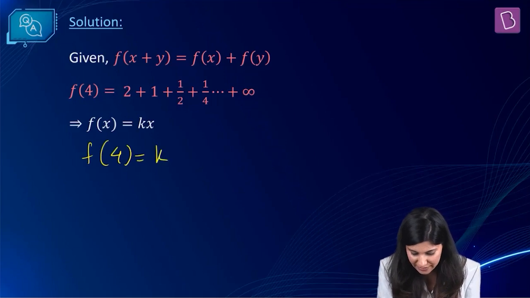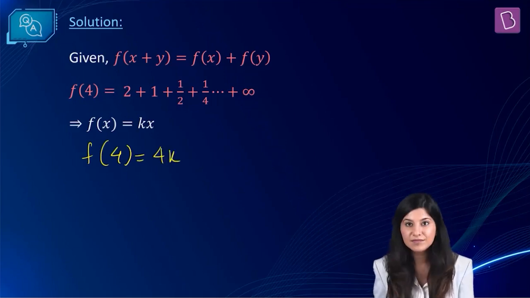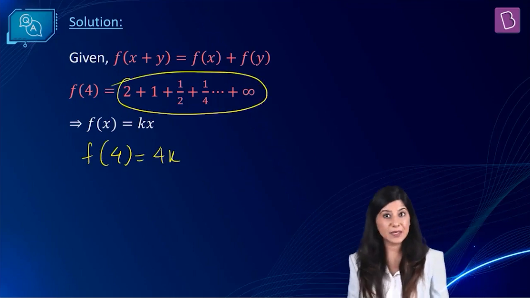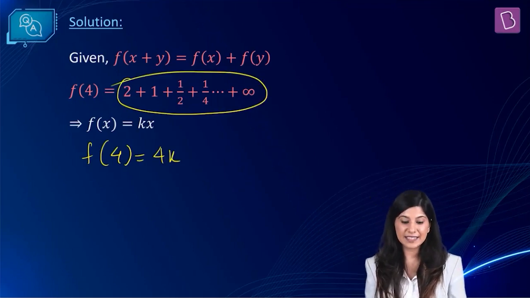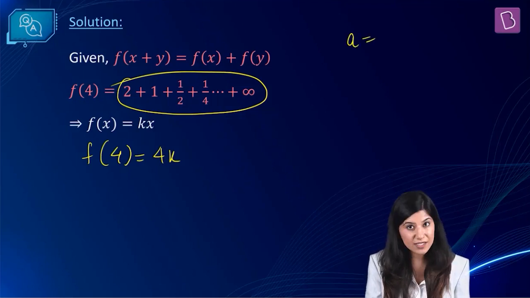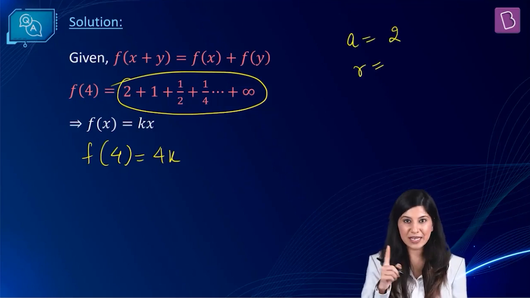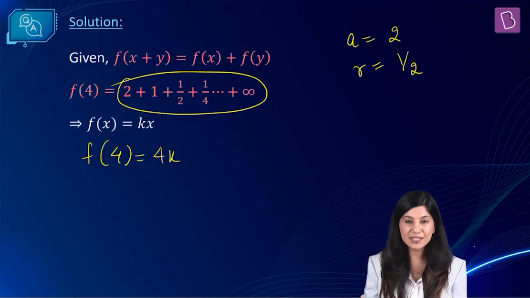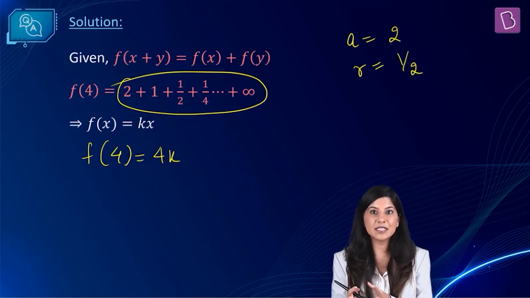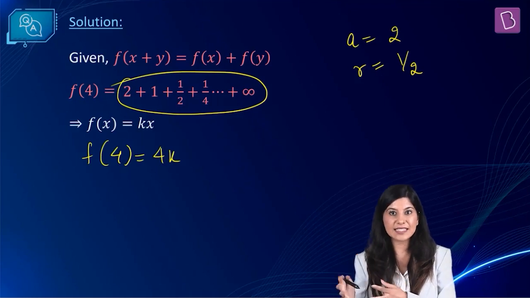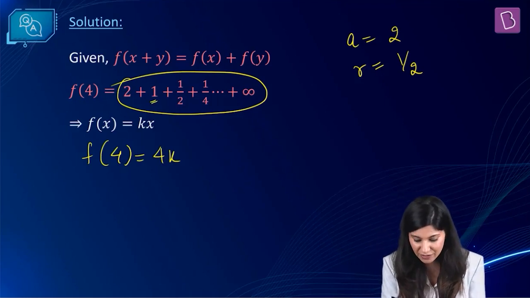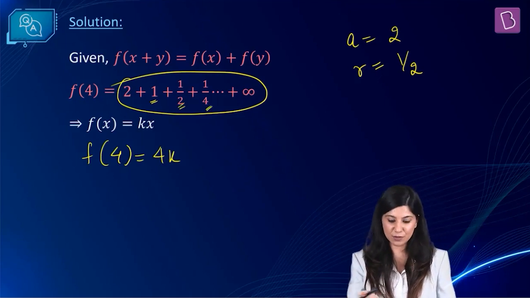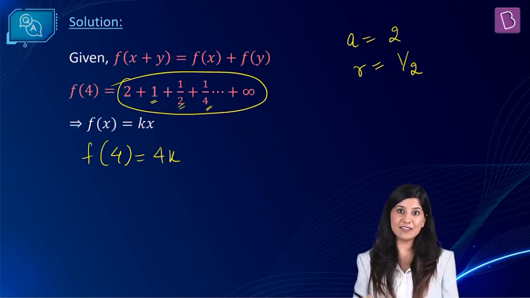F of 4 is 4k, right? And f of 4 is the sum to infinity of a GP. GP is getting formed, right? Here in this GP, first term is 2 and common ratio. Can you tell me the common ratio? It is very obvious that common ratio is half. Every term is getting multiplied by half successively, right? 2 multiply half is 1, 1 multiply half is half, half multiply half is 1 by 4. So r is half. This is an infinite series.